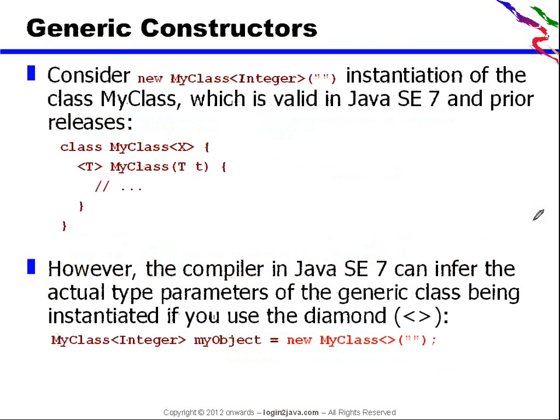Now, for your own generic class, if you want to create an instance of it, till Java 6 you must be calling it like new MyClass<Integer>, and this is the parameter that you need to send to the constructor. So this instantiation of the class MyClass is valid in Java 7 and prior releases, and your class may be similar to this, where this is your class, this is your constructor, and then the remaining part of the class. However, the compiler in Java SE 7 can infer the actual type parameters of the generic class being instantiated if you use the diamond operator. So this is allowed for your own classes also. You can use it like this while creating an instance of your own generic class.